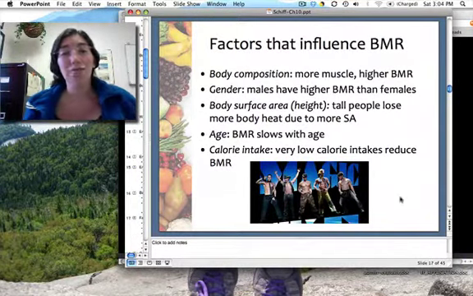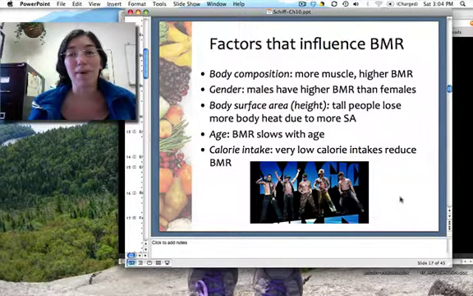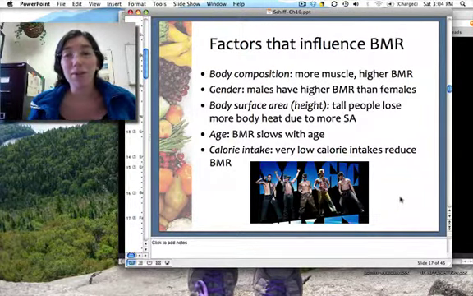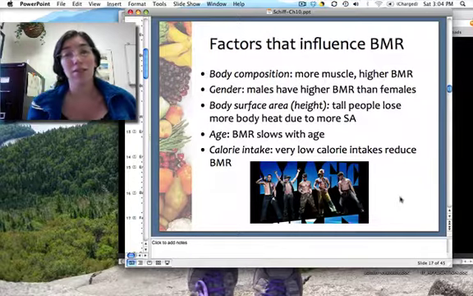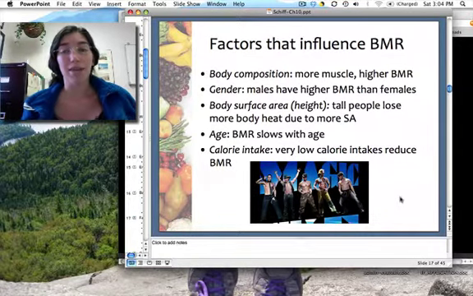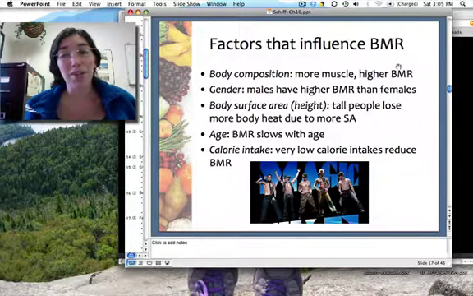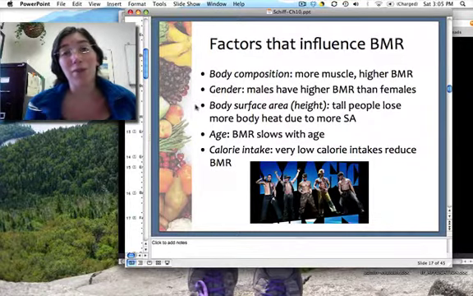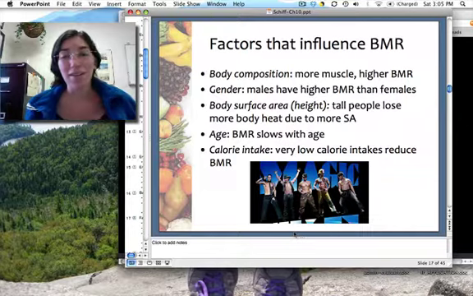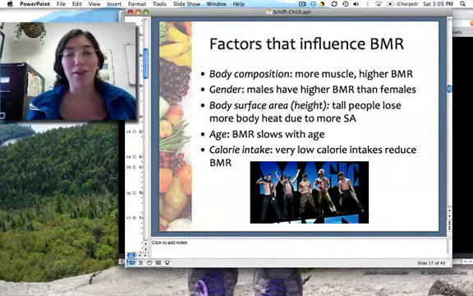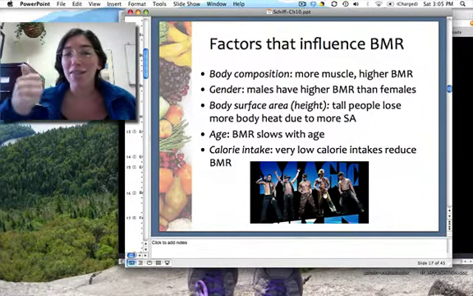Okay? So there's a lot of factors that can influence your BMR, your basal metabolic rate. First of all, body composition. The more muscle you have, muscle has a lot of mitochondria in it, just like we said with brown fat. So muscle needs a lot of energy. And so the more muscle you have, the higher your basal metabolic rate. Gender also affects your BMR because males have more muscle mass than females do. So males typically have a higher BMR than females do. And here's my gratuitous picture of the men from the movie Magic Mike, who are all men who have lots of muscle tissue. Okay, so all of these guys in this picture are going to have a high BMR.